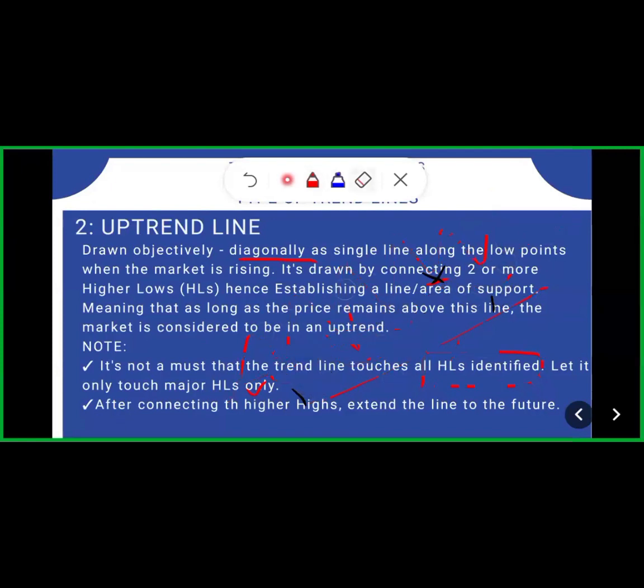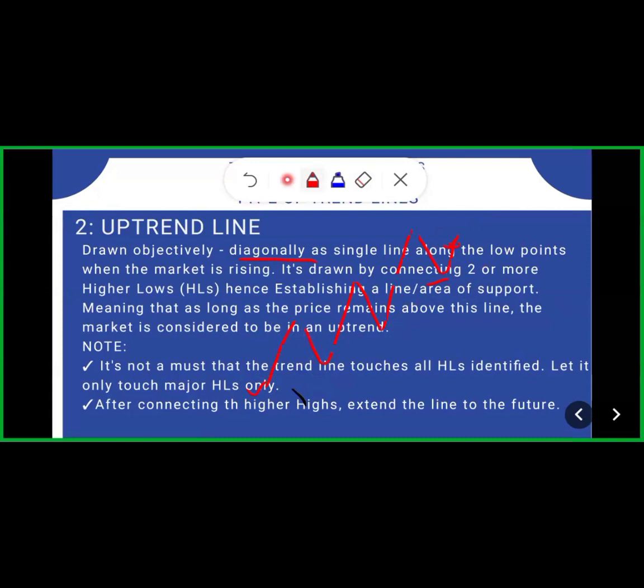Then the second note, that after connecting the highs, extend the line to the future. Now, what does it mean? What you're trying to do is analyzing the future market price movement, not current market price movement, not the previous market price movement. Now, what do I mean when I say that? If you draw your trend line like this, let's assume the trend is on a rise like this, right? It's from here into retraces, then breaks structure, comes back to retest, breaks structure, comes and retests, and it is on the rise in that manner.